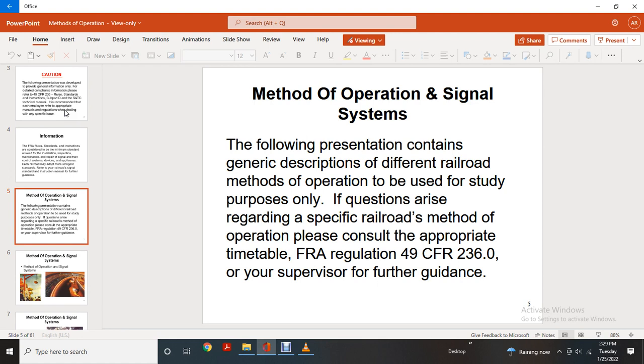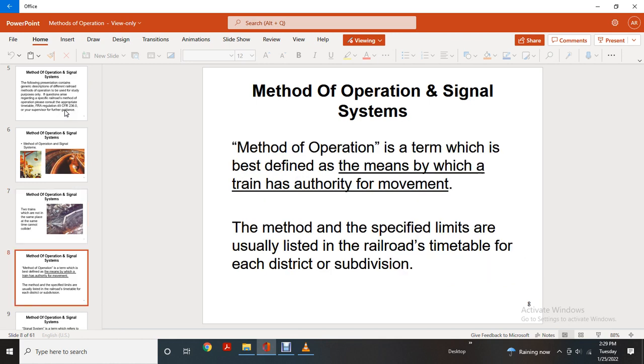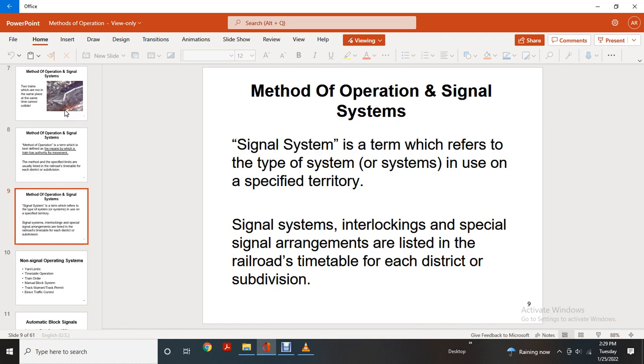Two trains which are not in the same place at the same time cannot collide. Method of operation is the term which defines the means by which the time and authority of movement are given. The specified limits are usually listed in the railroad timetable for each district or subdivision. Signal system is the term which refers to the type of system or systems used on a specified territory. Interlocking and special signal arrangements are listed in railroad timetables for each district and subdivision.